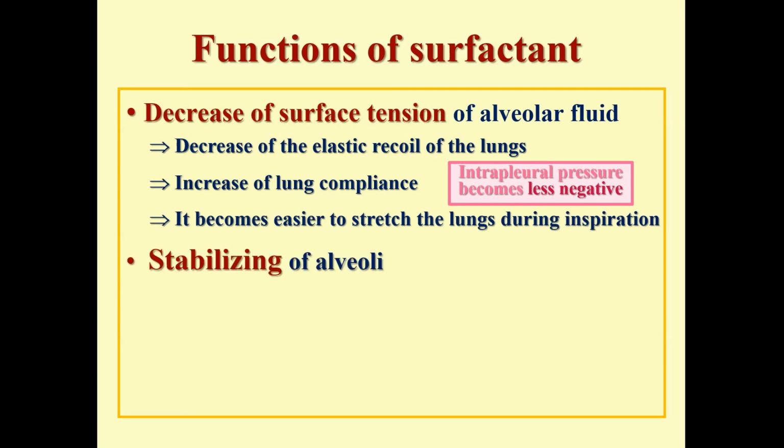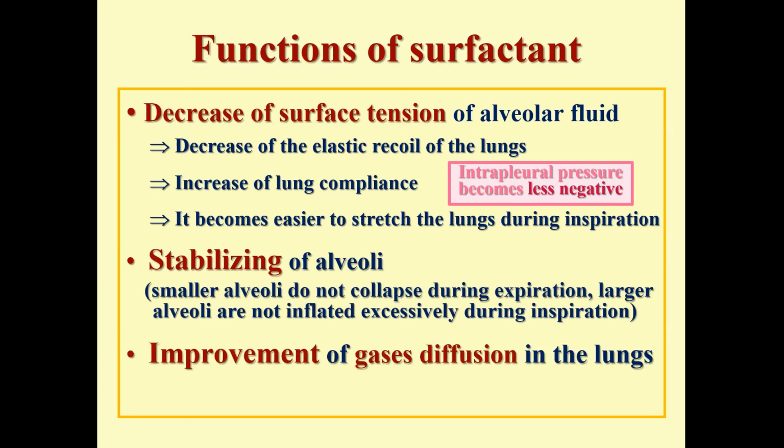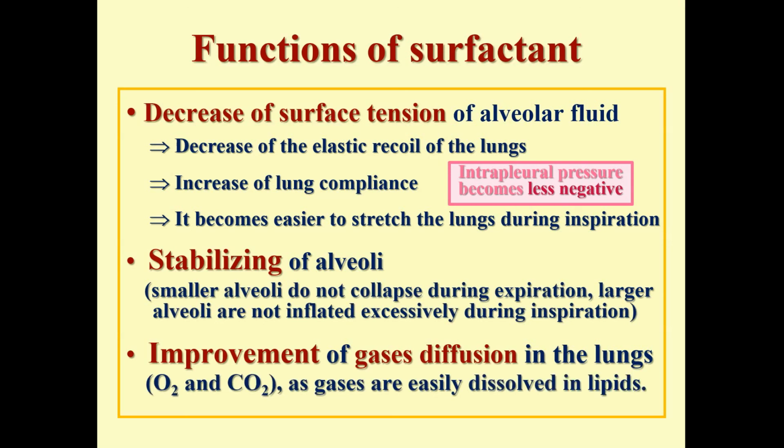But then, stabilizing of alveoli is a very important function. Due to this, smaller alveoli do not collapse during decrease of radius during expiration, and larger alveoli are not inflated excessively during increase of radius during inspiration. Then, improvement of gases diffusion in the lungs. Both gases are lipid-soluble and easily dissolved in lipids, including phospholipids. So it simply helps both oxygen and especially CO2 to diffuse easily in the lungs. So now you see functions of surfactant.